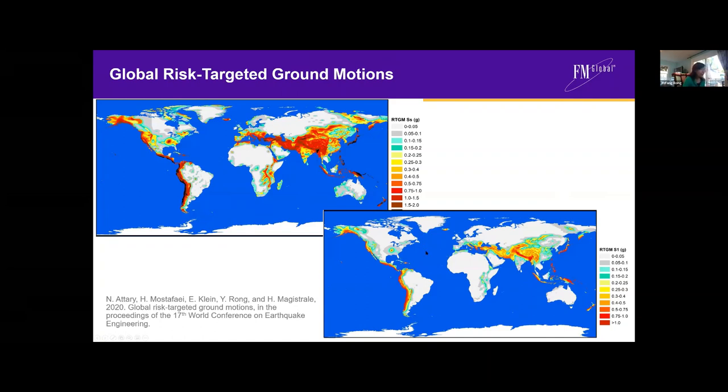So we are able to produce global risk target ground motions following the same procedure as ASCE 7 and USGS, which can have a lot of application in our business.